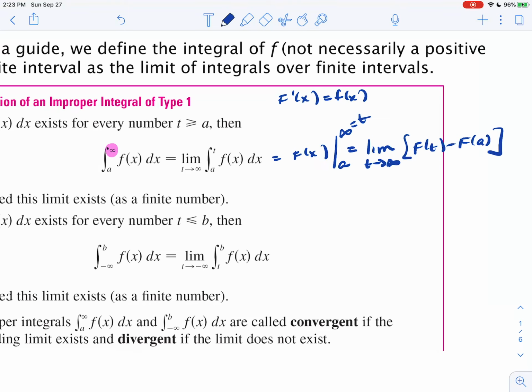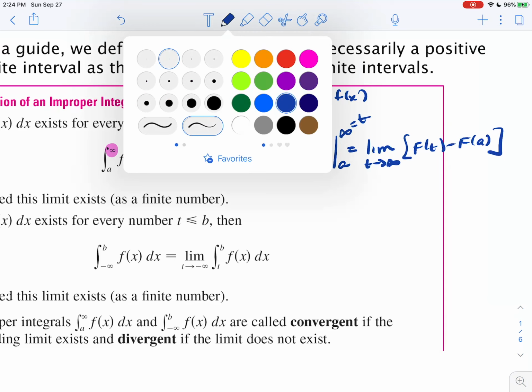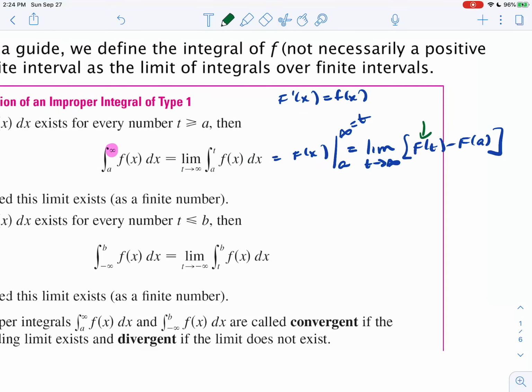So going back to a review of Calculus 1, we know that the limit of a constant is a constant, so it really is a matter of evaluating our limit at infinity here, right? The limit as t goes to infinity of F of t equals what? And we do know that the limit as t goes to infinity of F of a is just going to be F of a, because the limit of a constant is a constant.